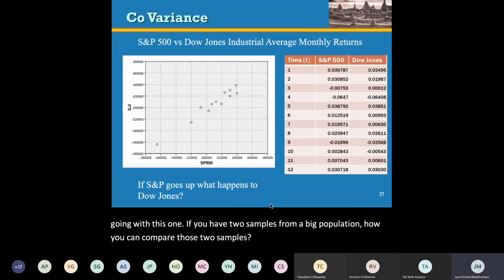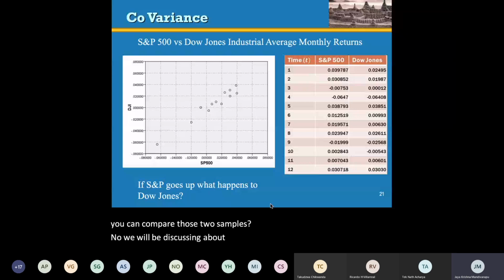Now we will be discussing two important things. One is covariance and the second is correlation.